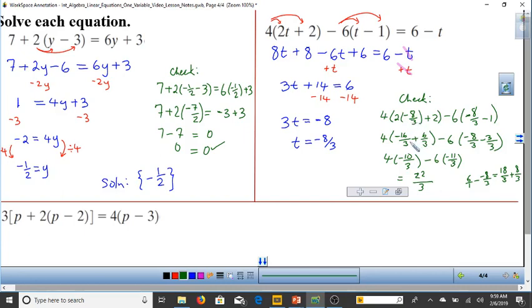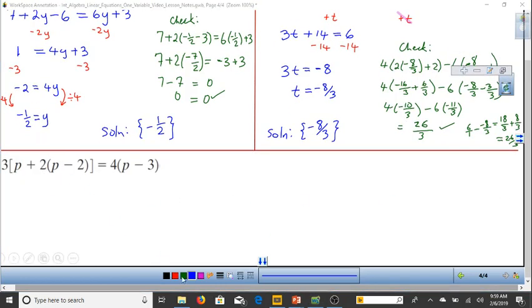Negative 16 over 3 plus 6 over 3 is negative 10 over 3. And negative 8 over 3 minus 1 is negative 11 over 3. And negative 6 times negative 11 is positive 66. 66 minus 40 is 26. So I just made an error right here. So it turns out to be the same thing. So my checking was just where the error was. That is not a problem. So we are correct. So my solution then is negative 8 over 3. Let's continue with the next example here.